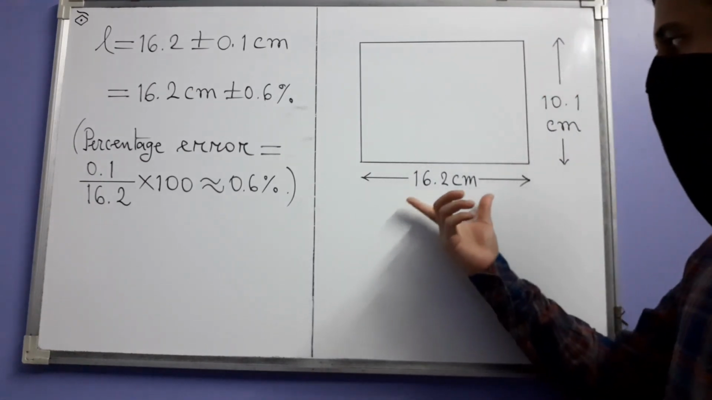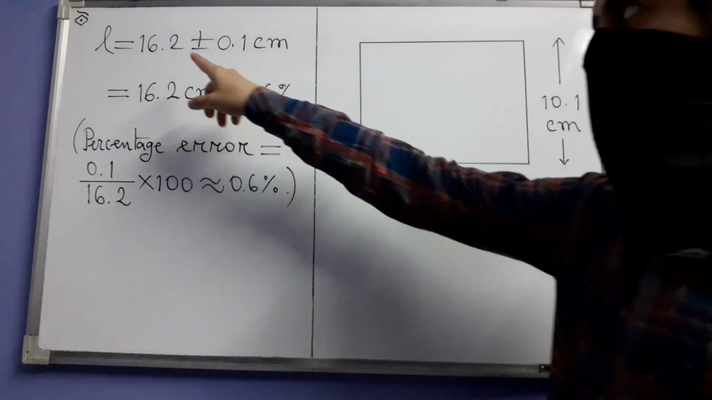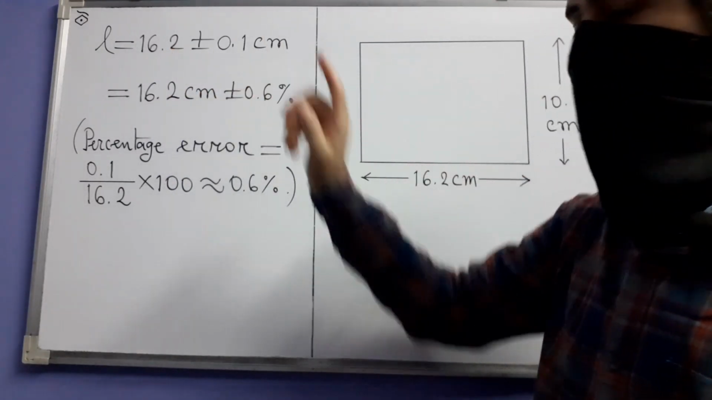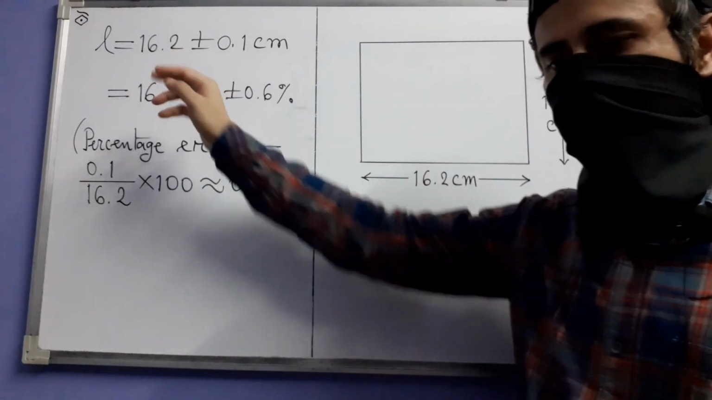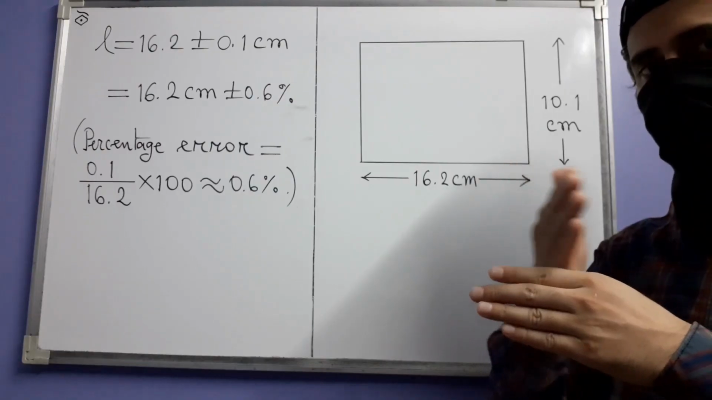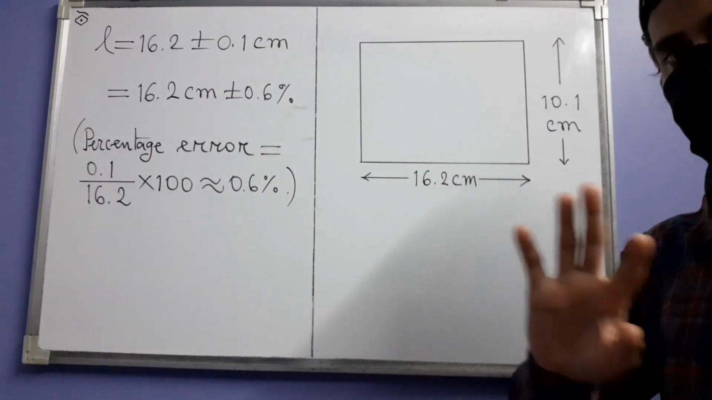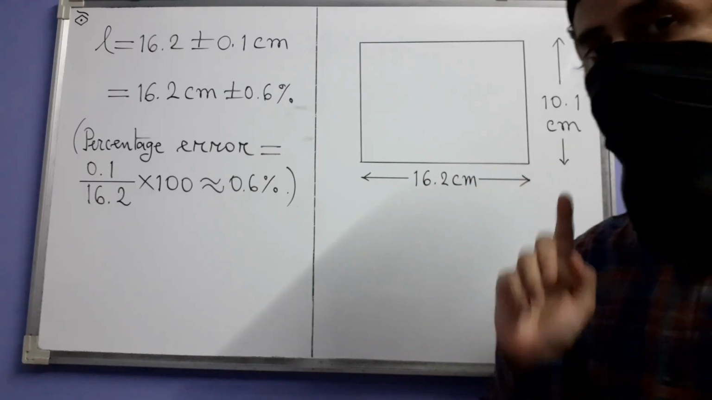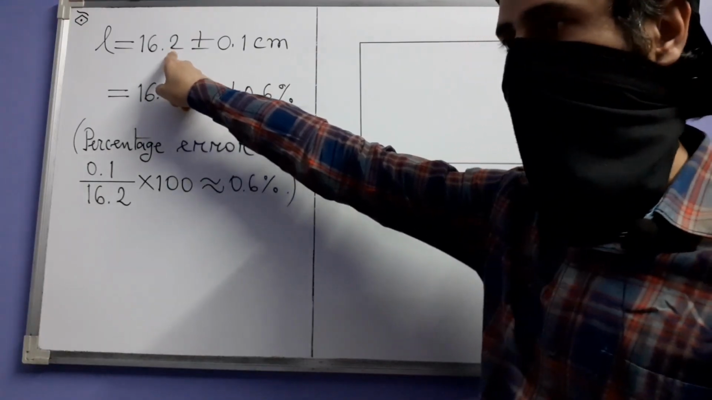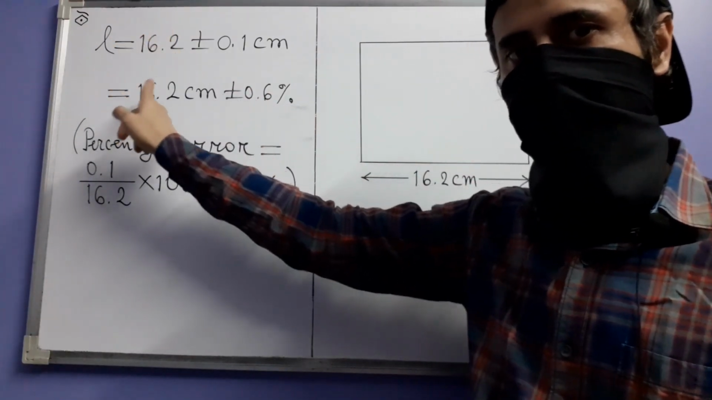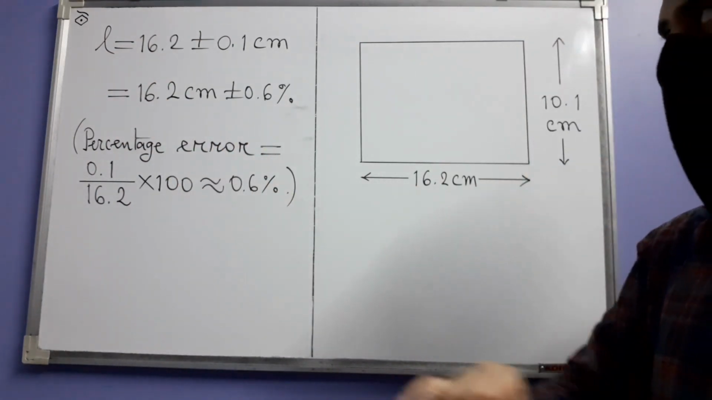To indicate the approximate nature of this measurement, 16.2 centimeter, we write it like this: 16.2 plus or minus 0.1 centimeter. Because 2 is the uncertain digit, we keep a room of 1 on either side of 2. That is why plus 0.1 or minus 0.1. But why 0.1 specifically? That is because this is the location of the digit 2 in this decimal representation of the measurement. That is why 0.1.